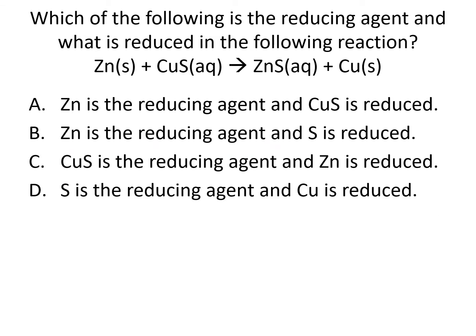Which of the following is the reducing agent, and what is reduced in the following reaction? Zinc solid plus copper 2 sulfide solid makes the zinc sulfide aqueous plus copper solid. Is the correct answer A, zinc is the reducing agent and copper 2 sulfide is reduced. B, zinc is the reducing agent and sulfur is reduced. C, copper 2 sulfide is the reducing agent and zinc is reduced. Or D, sulfur is the reducing agent and copper is reduced.